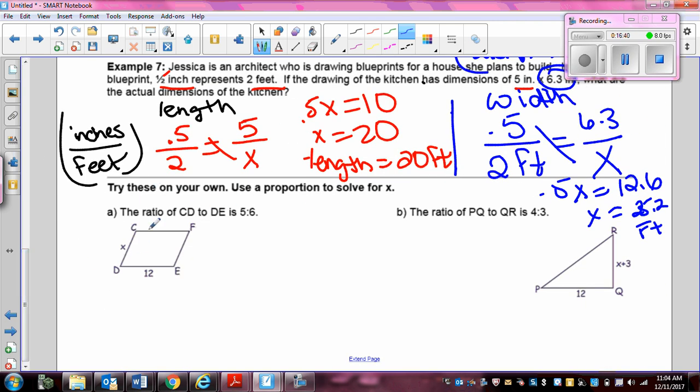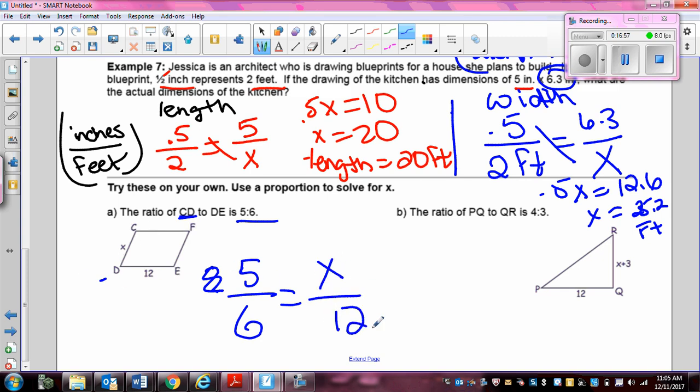All right, guys, this is our last one. The ratio of C to D to D to E is 5 to 6. Write that down first. 5 over 6. That's my ratio. C to D, they told me C to D comes first. That's x. Over D to E comes last. That is 12. I want you guys to cross multiply, try it out, and then try B. Set up B and figure it out. Okay? And that's all. We'll see you in class.